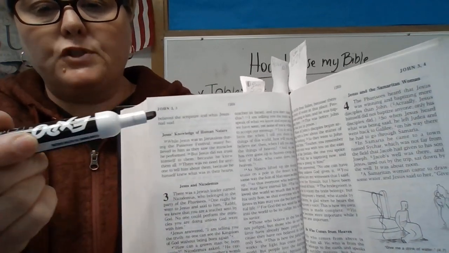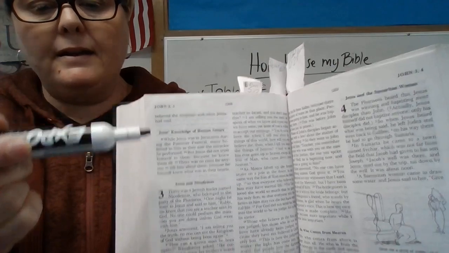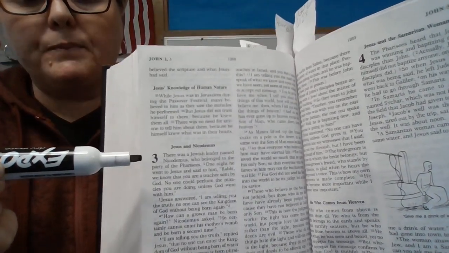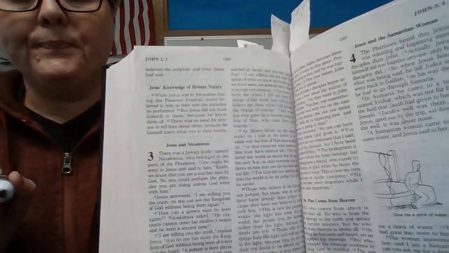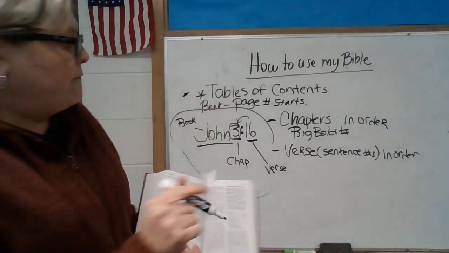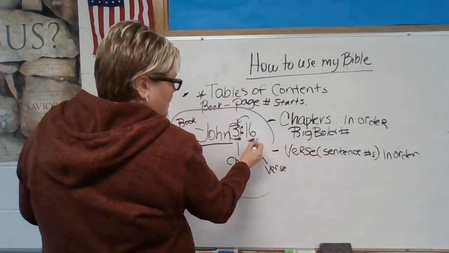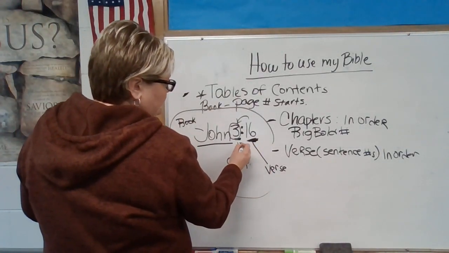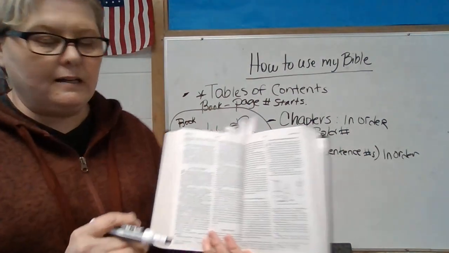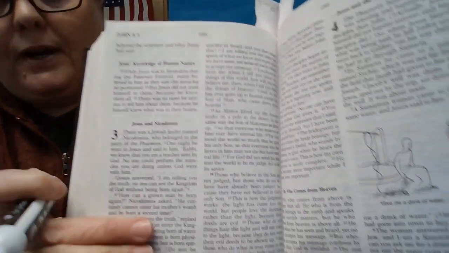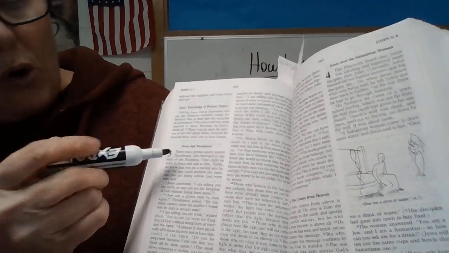So now we're in the book of John, and this up here tells us where we're at. And then we're in chapter 3. Okay? Now, what verse are we looking for, or what sentence number are we looking for in chapter 3? 16. So I'm going to scoot this up here again like this. We can scroll down here.